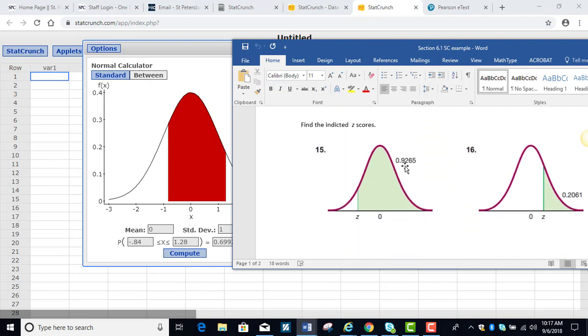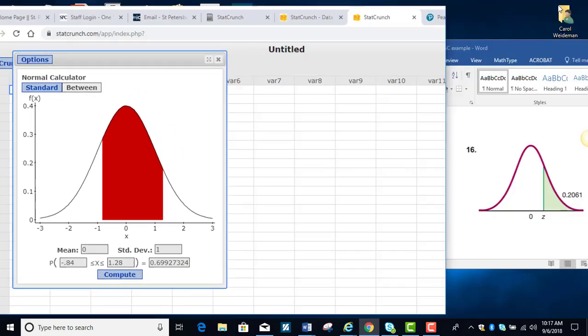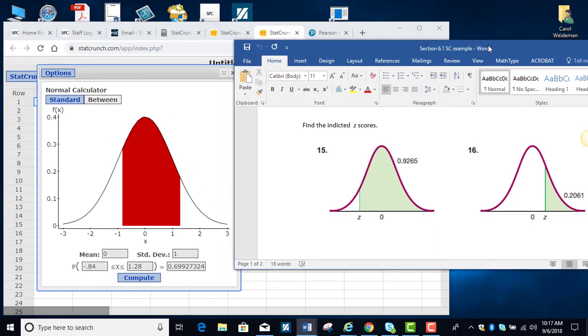Now they've given us the area, and this time they want us to find the z-score that corresponds to that area. Now notice this area, it's an area to the right again, and notice it's greater than 0.5. Since we're going to the right, we know the z-score is going to be a negative number. So what I'm going to do is pull over, let's put this up here.